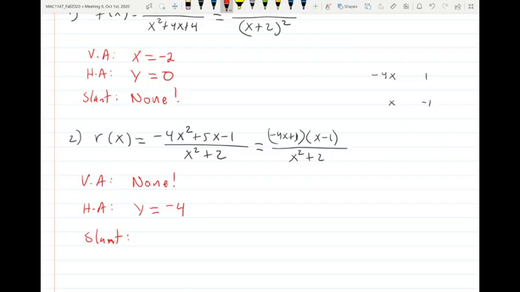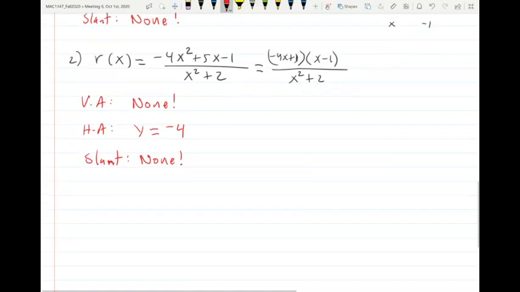And how about slant? Do we have any slant asymptote? No slant asymptote. No. Okay. Questions? Are we okay with this so far? All right, I will assume that we are okay.